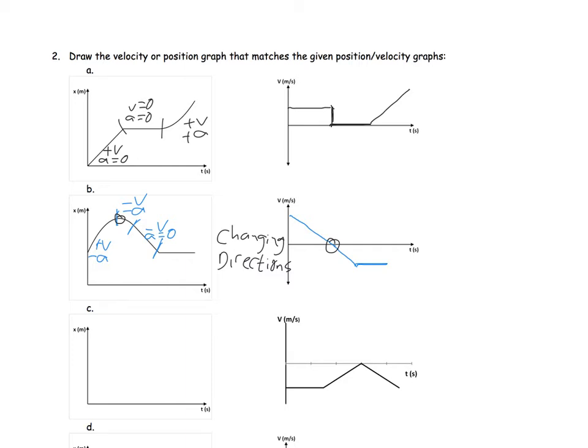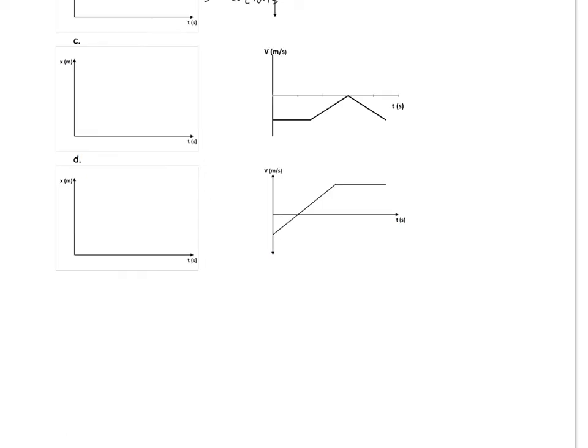And for this final bit, when we flatten out here, that's showing 0 velocity. So we're dropping back to 0 and just riding along that axis. Okay, moving on to our next two, we have some velocity graphs.